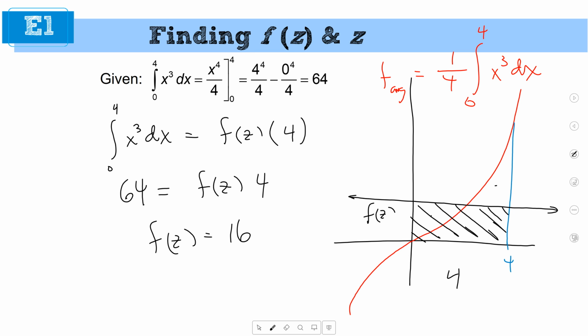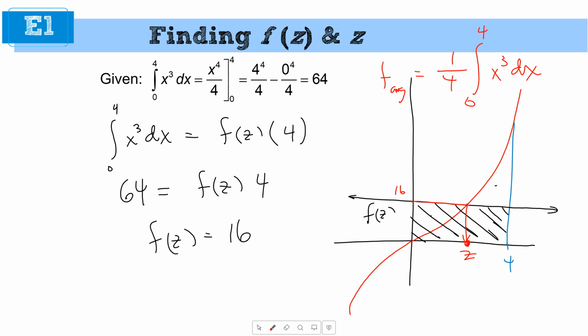Questions so far? Not difficult, yes? Correct? Good. As I said, we're going to go backwards. I know that this is at 16. I want to go backwards to find that point, which we commonly call z. How?